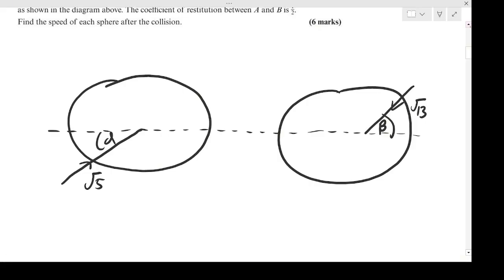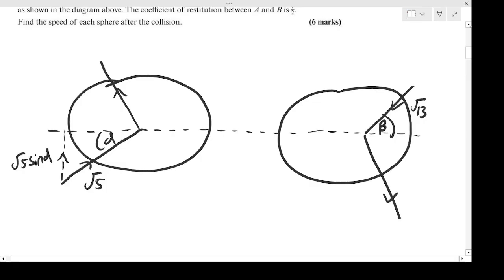Now we can do the components, right? Firstly, afterwards, let's say A rebounds like that. And B is going to rebound like that, let's say, right? And so if I now do my components, so for A, perpendicular wise, it's going to go up like that. That's going to be root 5 sine alpha. And then we're going to go to the right, like that, parallel. So that's going to be root 5 cos alpha. Okay, hopefully happy with that.